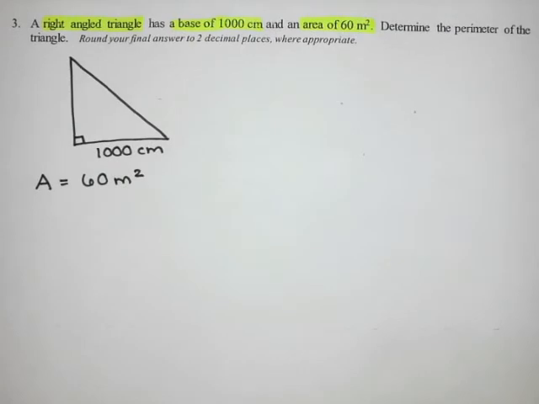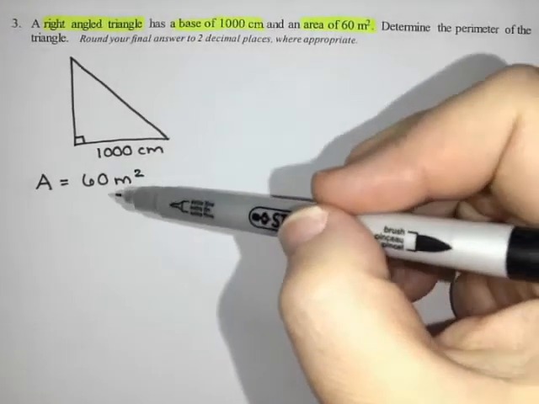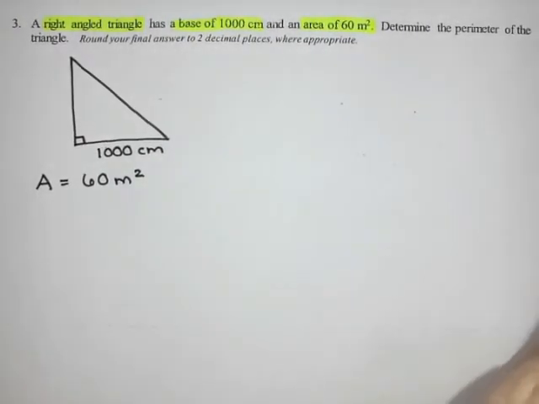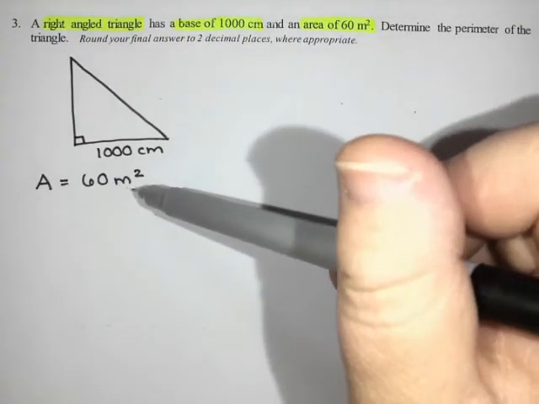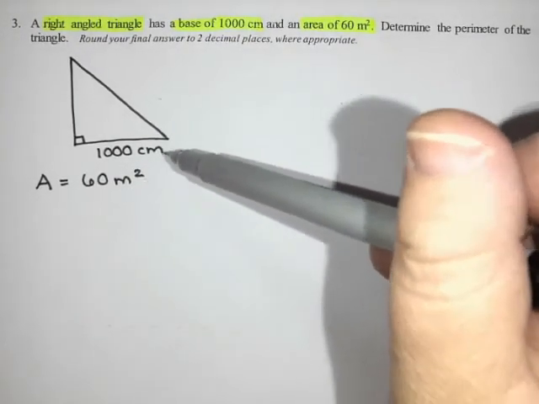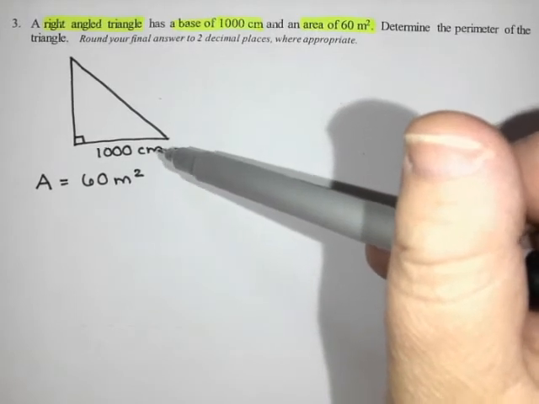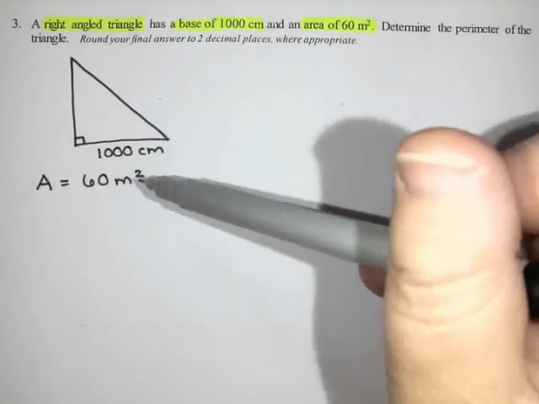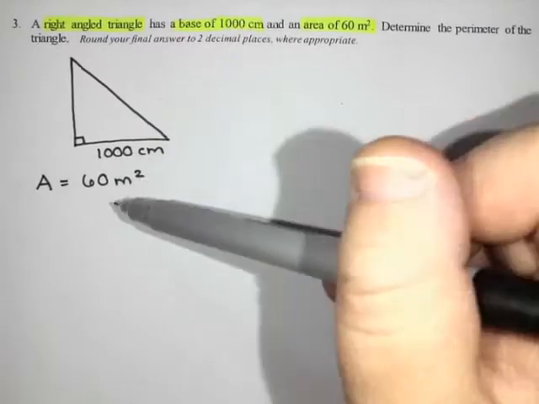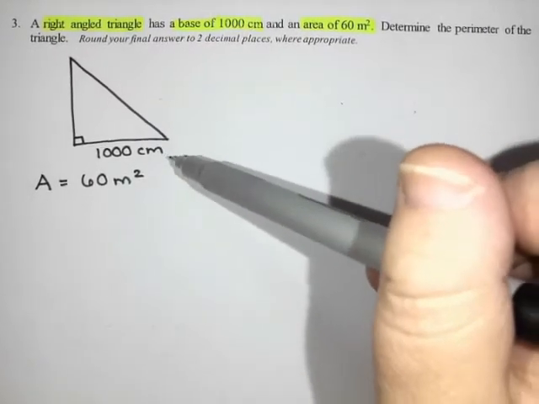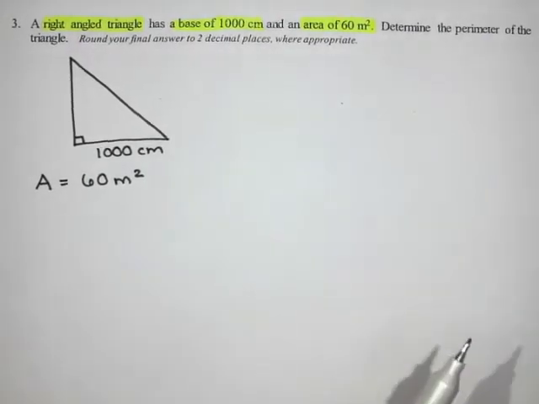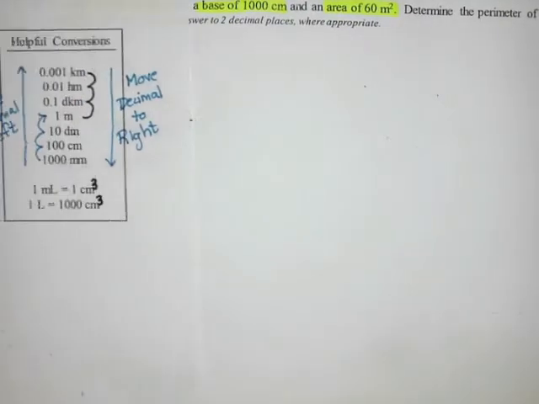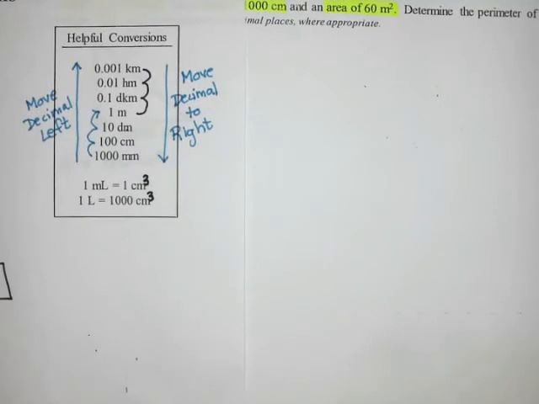So the first thing that I notice is that the units don't match, and that's a bit of an issue. So what I want to do is either convert the centimeters into meters or the meters into centimeters. It is easier to convert a non-squared unit like centimeters than it is to convert a squared unit like meters squared. So I'm going to try to convert 1,000 centimeters into meters. So I'm going to use my conversion sheet here.